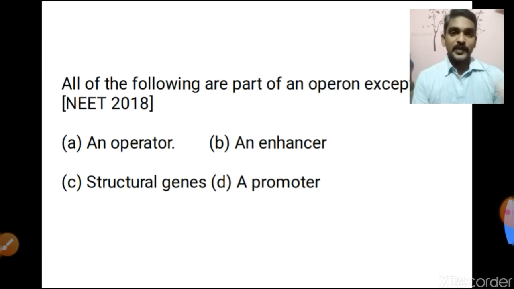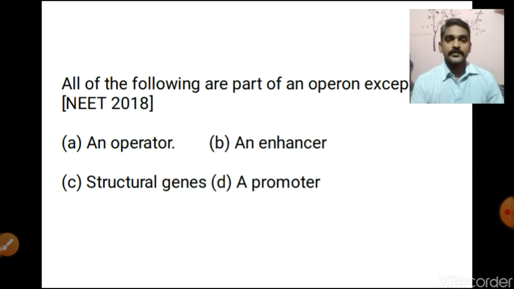Operator region is there because there only the switch off, switch on mechanism happens. The binding of the repressor protein will happen there. So the operator is present in the lac operon. And then the structural genes are the main genes. In the first question I have told, right? Three structural genes will be there, Z, Y and A. And in the promoter region, the enzyme RNA polymerase binds and transcribes the gene into RNA. So those will be there, whereas the enhancer will not be there.